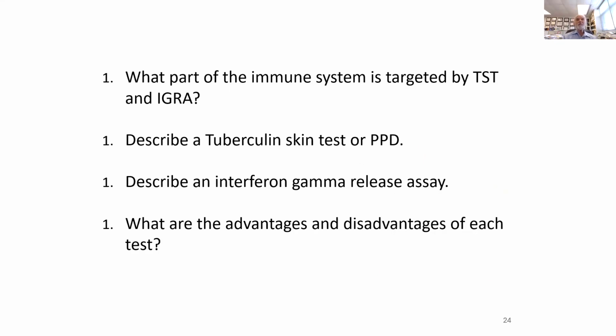So what part of the immune system is targeted by the skin test or the quantiferon test? The answer is the T cells. When we're talking about different parts of our immune system and how they respond, the T cells respond to tuberculosis. When you talk about bacterial infections like pneumococcus and pseudomonas and organisms like that, it's the antibodies that respond, as well as the granulocytes. Those are mainly involved in bacterial infections. But for things like tuberculosis and many fungal infections, it's the T cells.